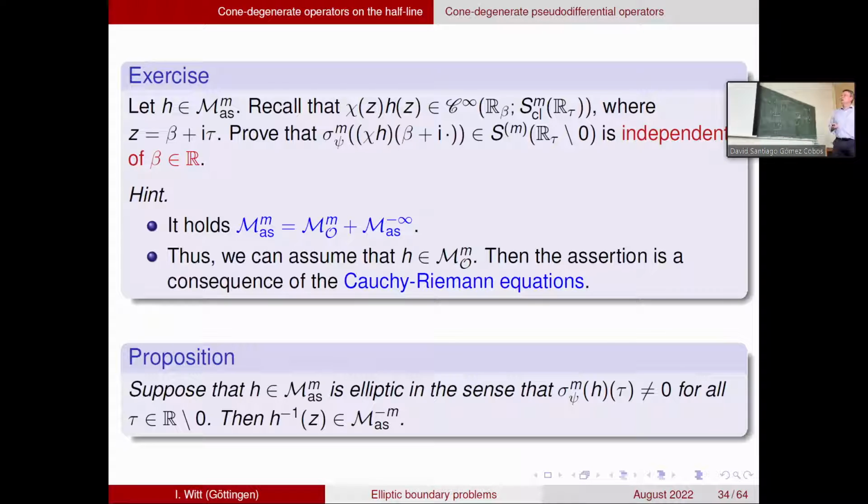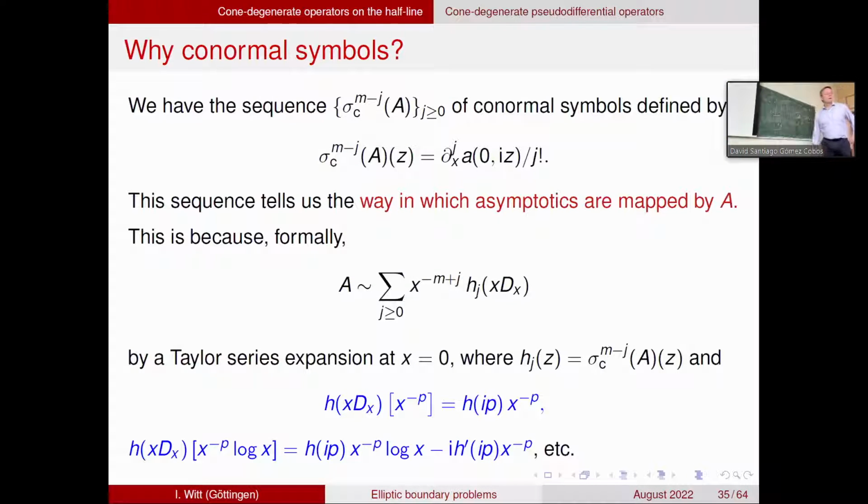Okay, good. And why am I that much interested in the conormal symbols? I said the leading conormal symbol is part of the principal symbol, but why do I care about the next order symbols? Because actually, next order symbols depend on the chosen coordinates. I can basically take another x and get other symbols, with a certain transformation behavior. So they have no invariant meaning in that sense. Still, why do I care that much? That is because they tell you in which way our asymptotics are mapped by A. I have written it in x space, but it is easier to see in the other space, after Mellin transform.